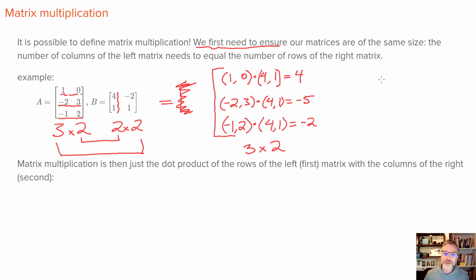I can keep on going over here in the second column. The first entry in the first row is going to be the first row of A dotted with the second column of B. Okay, and I'll just write that out because we're learning this right now, dotted with -2, comma 1. That's -2. Okay. And I'll stop there. You can finish writing out these two entries in the matrix multiplication. And that's it. That's how we find the product of two matrices.